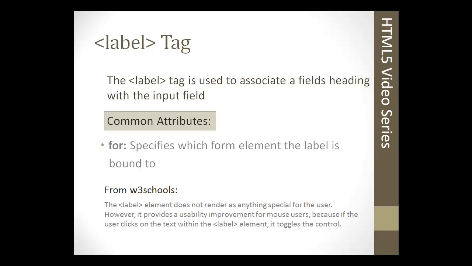Alright, so next we have the label tag, and the label tag is a form element, but it's not a user input element. It's used to associate a field's heading with the input field. So you might have something like first name, just the text first name, and then maybe the input tag directly after it. And what this will do, if you wrap that text in a label, it will associate that text with the input field. So if you click on the text, it'll actually highlight the input field that that text belongs to. And it takes the for attribute, which will just specify which form element the label is. And this would match up with the input element's name attribute.